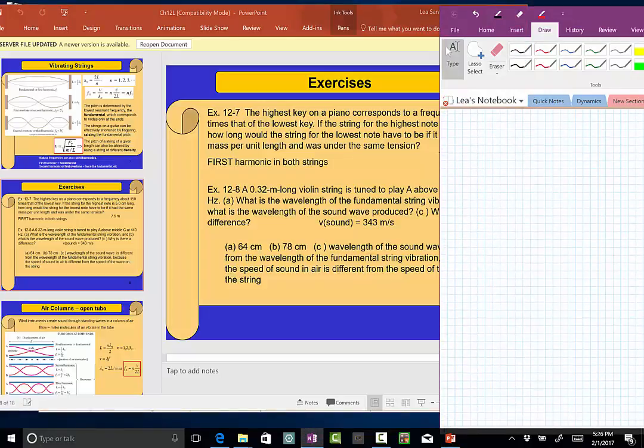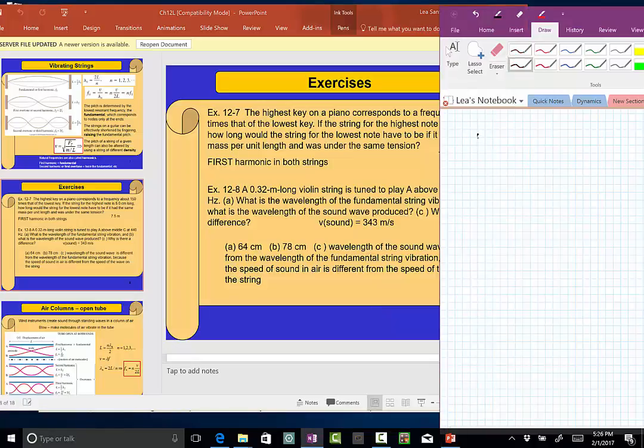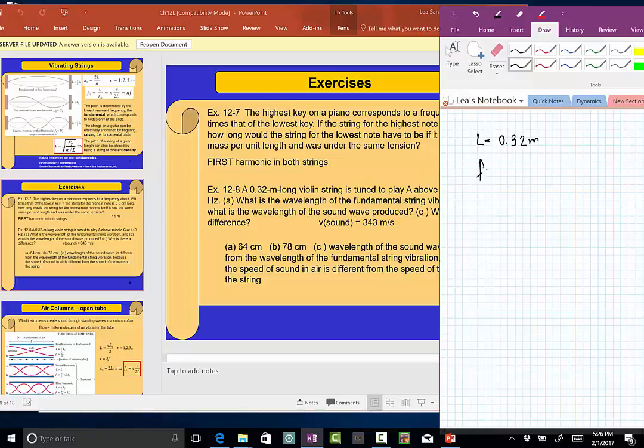In the next problem now, what we have is a violin. So we think about the string of a violin, and the length of this string is 0.32. So let's already write this down. The length is 0.32 meters. Very well. And we want it tuned to play A above middle C. Well, this is important just for musicians, right? What we want to do is play this frequency here, 440 hertz. So this is the frequency, the fundamental, 440 hertz.